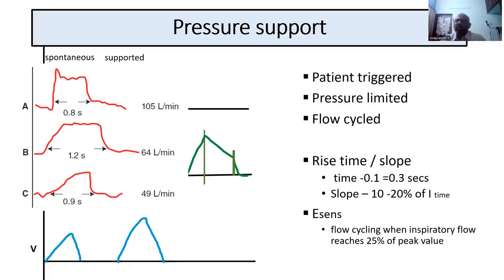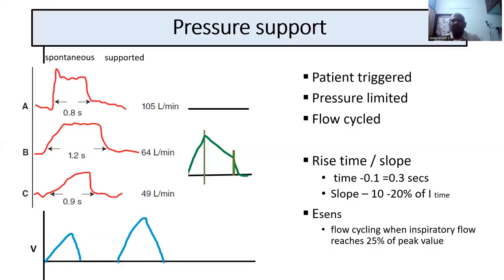Another parameter is called the exhalation sensitivity, or where the flow cycling has to take place. See, suppose you support a breath with, say, 20 centimeters of pressure and it keeps on giving. When the patient wants to exhale, it has to stop giving. So for that, we have something called expiratory sensitivity. Once it starts giving and the flow goes up and starts decelerating, once the flow becomes 25% of the peak value, the ventilator will go into exhalation, or it will cycle.